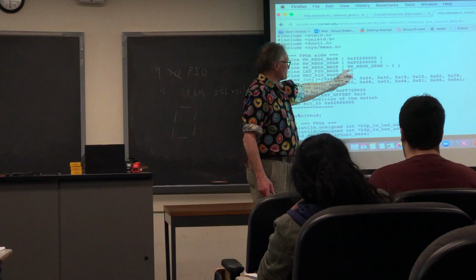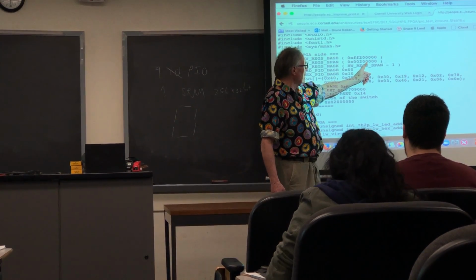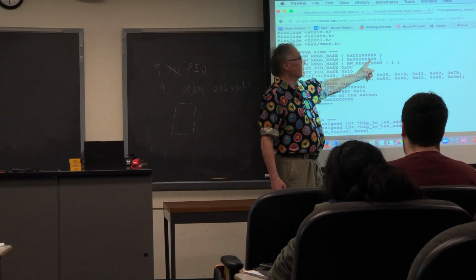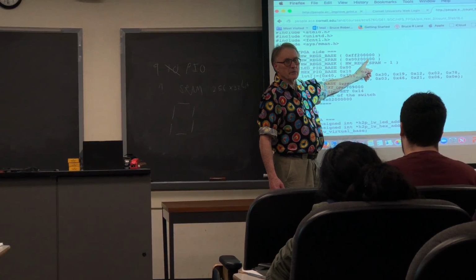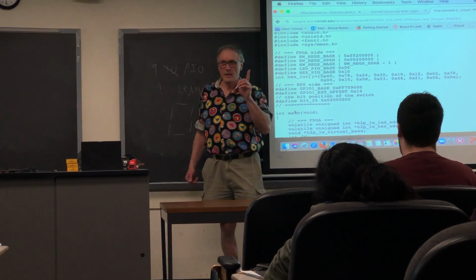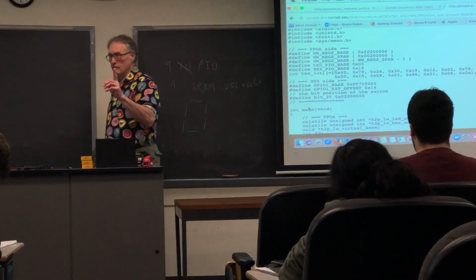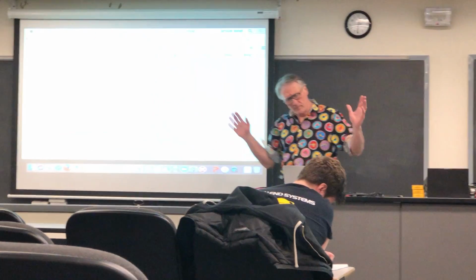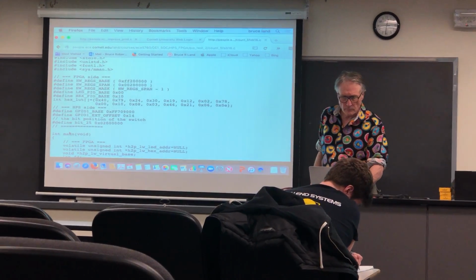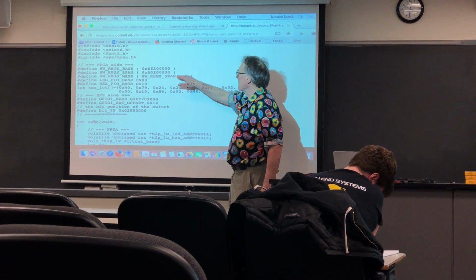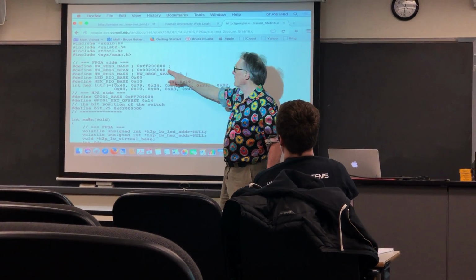So every one of the bottom three digits has to be zero. So the smallest possible span is hex 1000. So this is a fairly large span, much bigger than we need, but okay. Then we're going to produce a mask, which is just the span minus one, so it's 1FFFFF.